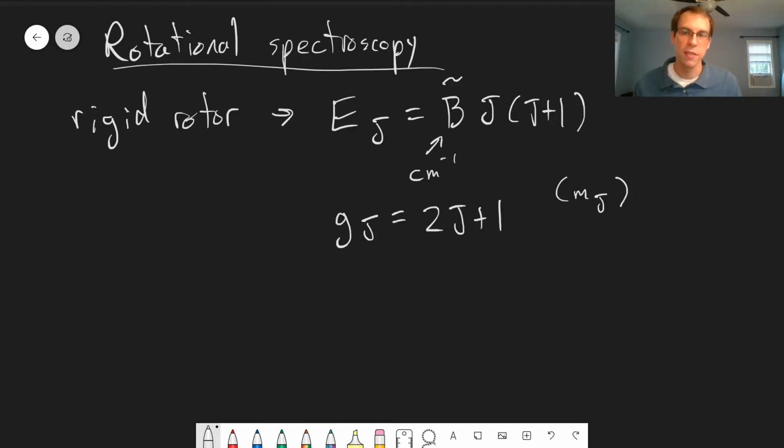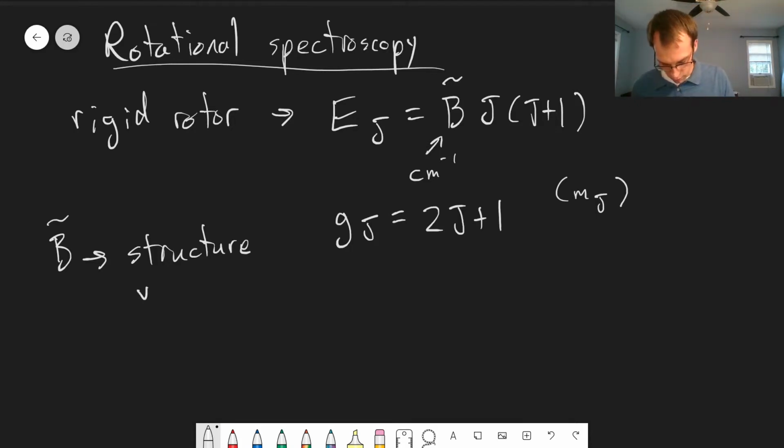rotational spectroscopy is very useful to understand structures of molecules because there is this relationship between the rotational constant and the structure, right? The rotational constant is directly related to the moment of inertia, and the moment of inertia depends on the shape of the molecule. So rotational spectroscopy is really useful that way.